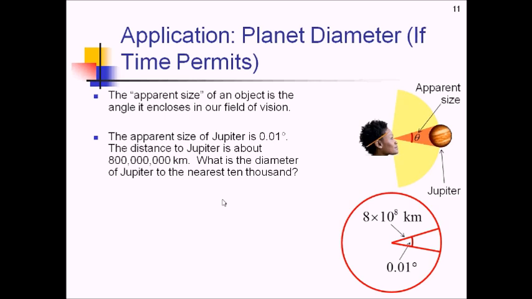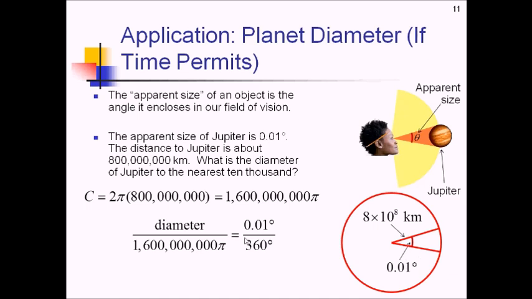All right, let's see how you did. So for arc length, again, we need to know the circumference. So that'll be 2 pi times 800 million, which will be 1.6 billion times pi. So we can say arc length over this number here equals the angle 0.01 degrees over 360. So let's cross multiply. In fact, we really just need to multiply 1,600,000,000 pi times 0.01.